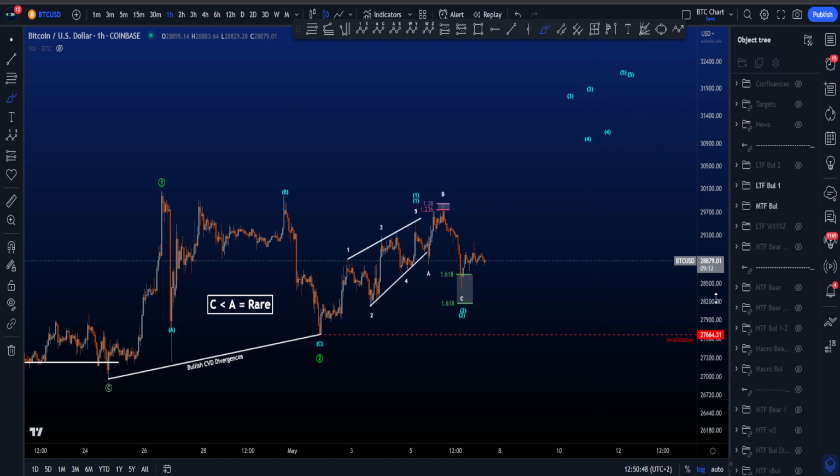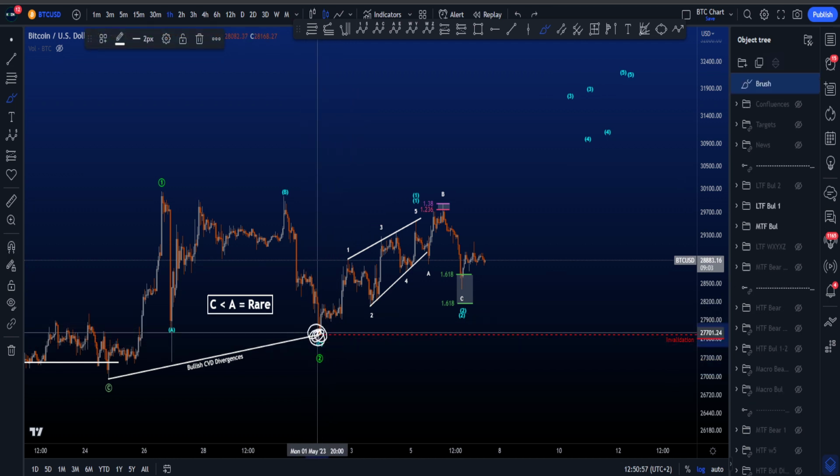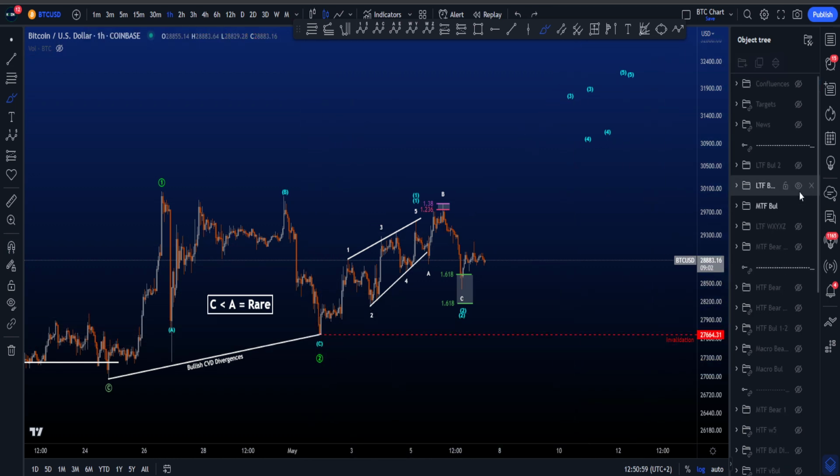So if I open the first lower time frame scenario that I have, and I just remove a bit of the clutter, right? So this is the low of this wave 2, right? So we don't want to see price going below this low in the bullish scenario where we're going for upside.